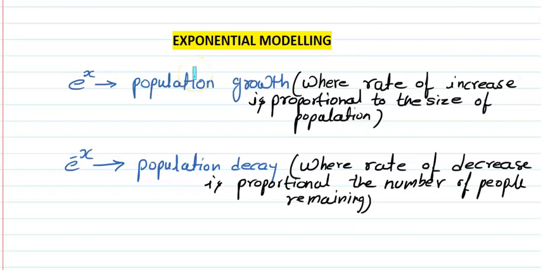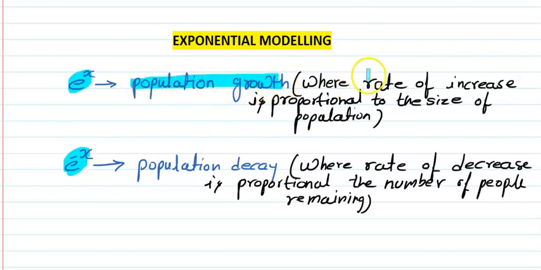In today's lesson, we are going to learn about exponential modeling. Exponential modeling means we are dealing with the exponential function, like here e to the power x and e to the power minus x. E to the power x gives us a positive indication. It means population is growing here.